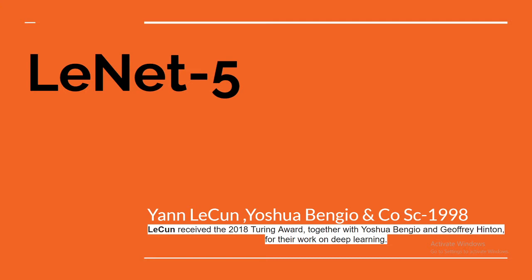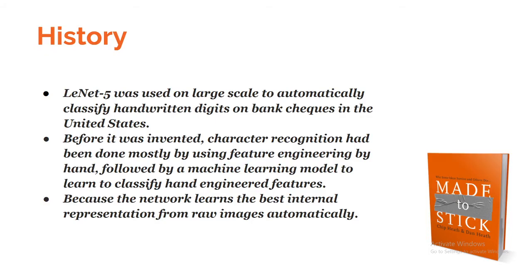Okay, so we are going to see how the architecture is going to be for LeNet-5. Yann LeCun is basically one of the renowned scientists. He recently received a Turing Award, which is called the Nobel Prize for the computer science branch, for his work on deep learning. So let's see, what is the history behind it?